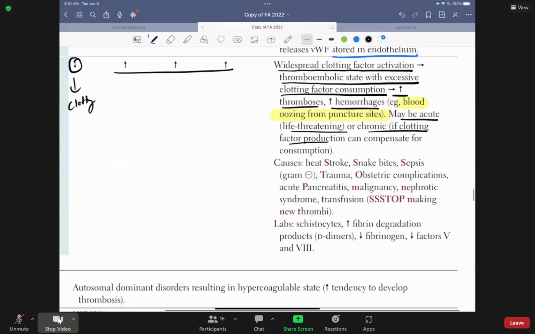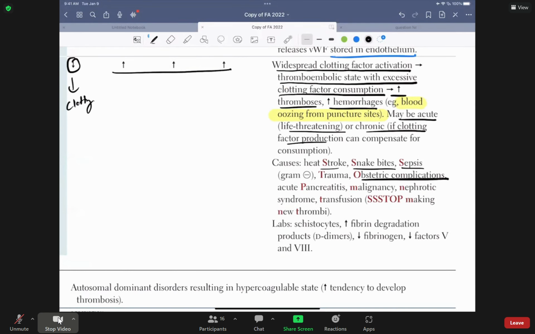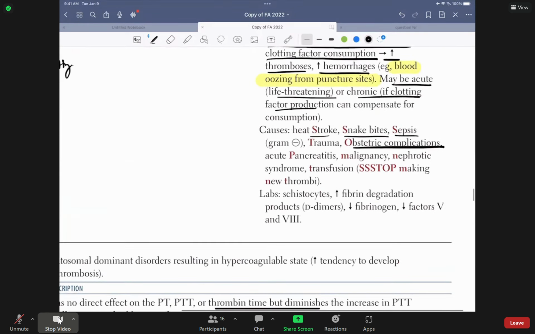DIC can happen with heat stroke, snake bites. It's also happening in certain countries. Sepsis. Now, obstetric complication is the most common in the United States, folks, okay? So that's the idea. Especially when they remove the placenta, they leave a piece inside, and then it causes infection and all this catastrophic effect.